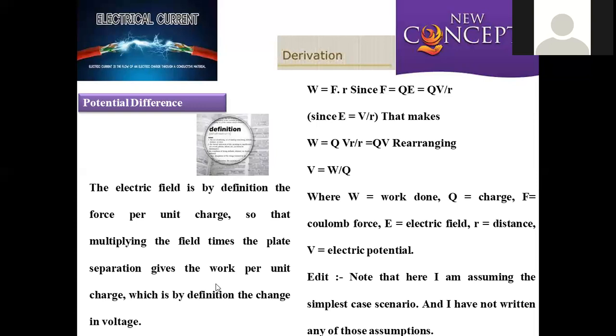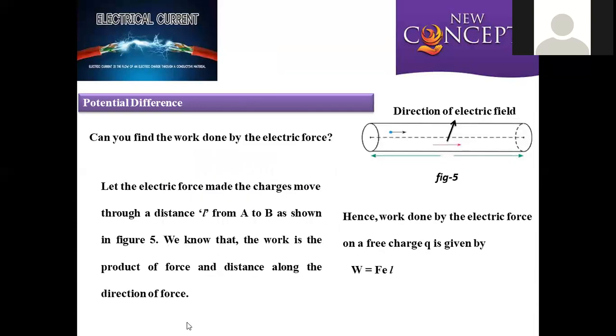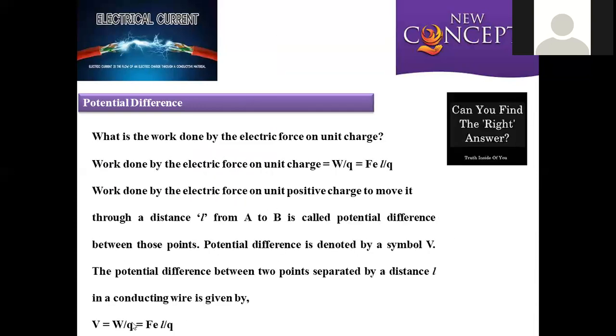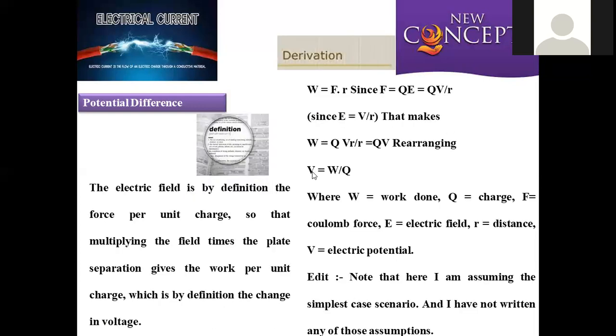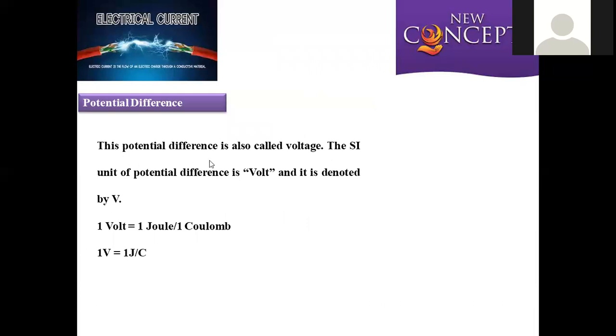And it is defined as, so here potential difference is given as the ratio of work done to the unit charge. And it is derived like this, V = W/Q. So this is the simplest form of representation for this potential difference. Now, this potential difference is also known as voltage because it is denoted with V.